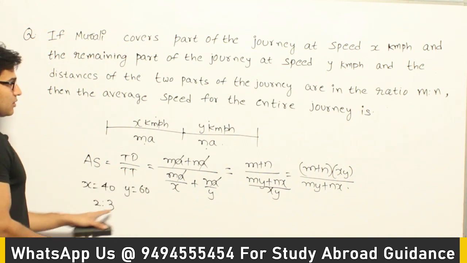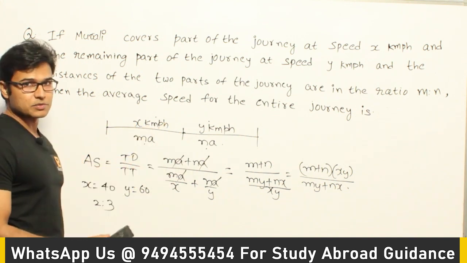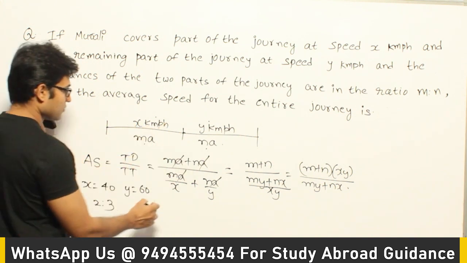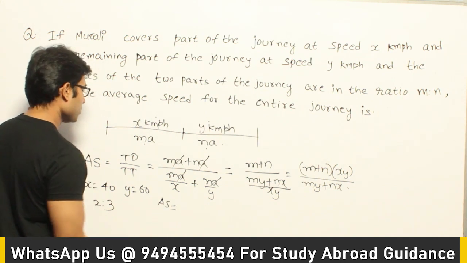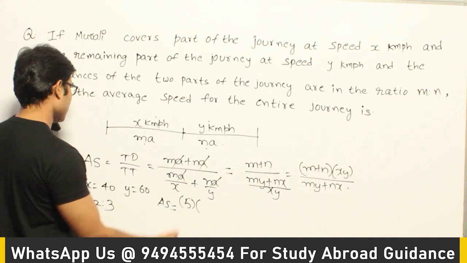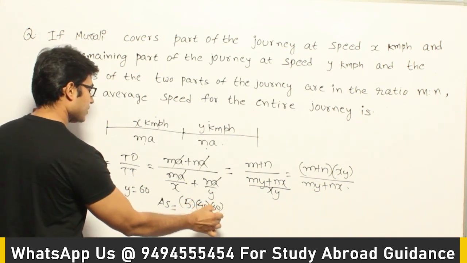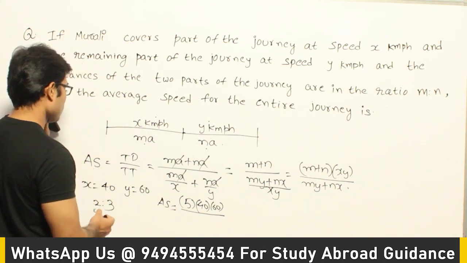In order to solve it, you can frame the entire question this way, or if you remember it, you can directly substitute the values. If I directly substitute the values, what do I get? Average speed is going to be (m plus n), which means 5 into m into y, sorry, x into y, 40 into 60 divided by m into y.